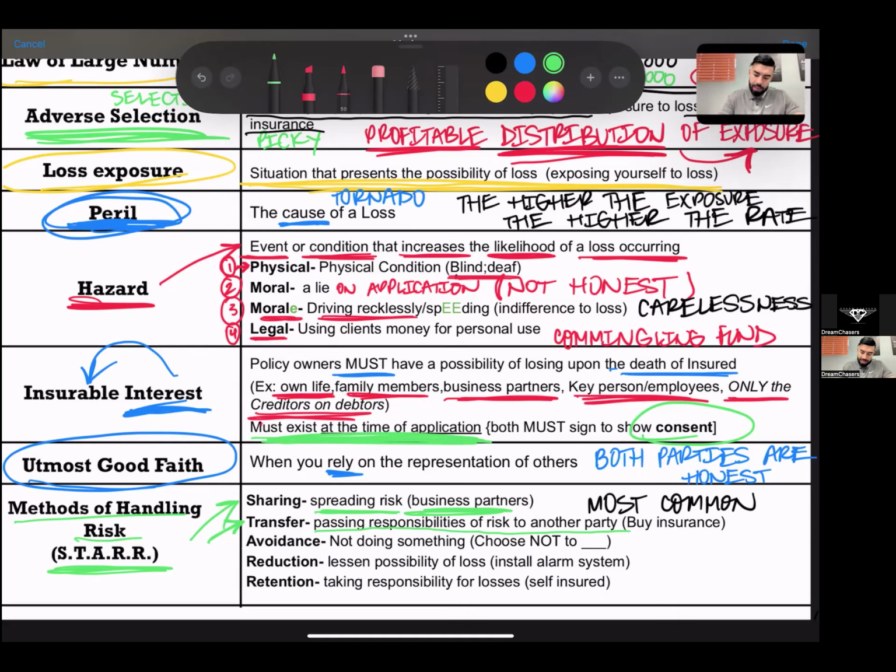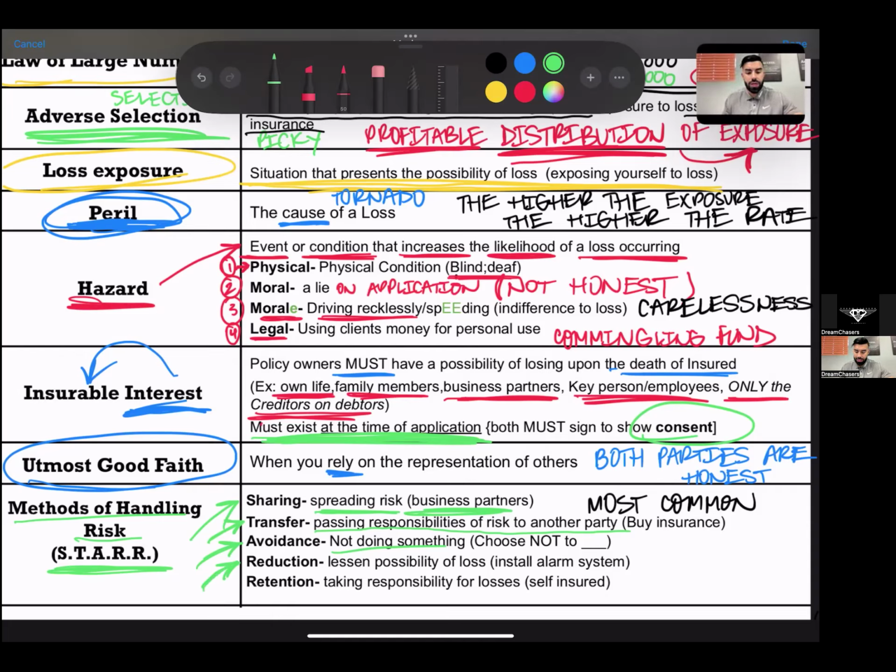Now, the A is avoidance. Avoidance is you just not choosing to do something. On the test, there's a question I've seen that pops up where it talks about a gentleman who was in a car accident and now to work, he walks or he takes the bus. What type of risk management technique is this? It would be avoidance. He's avoiding driving so he doesn't get into another car accident.